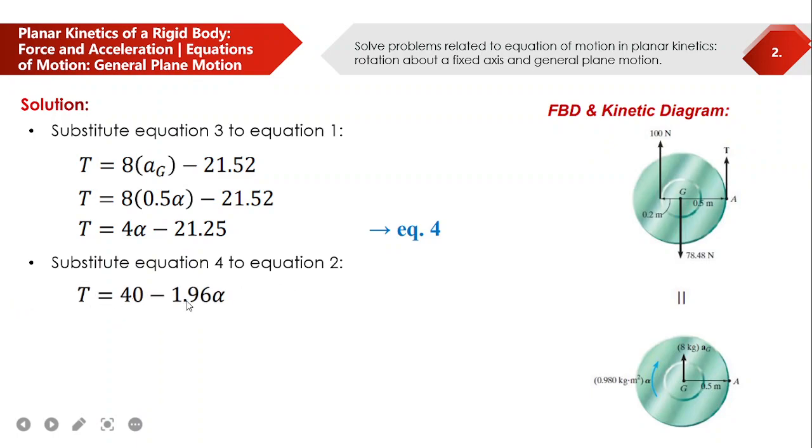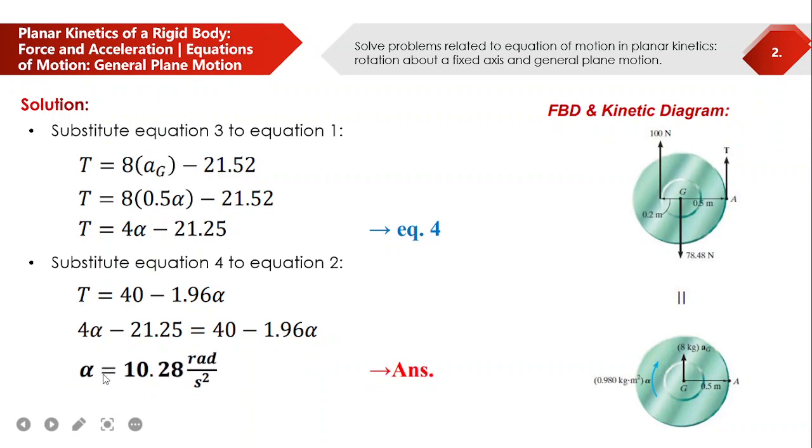T equals 4 minus 1.96 alpha, and T equals 4 alpha minus 21.52, so 4 alpha minus 21.52 equals 4 minus 1.96 alpha. Then we can solve for our angular acceleration, which will be 10.28 rad per second squared. So this is how you solve for your angular acceleration, making the transition from acceleration and then converting it to angular acceleration.